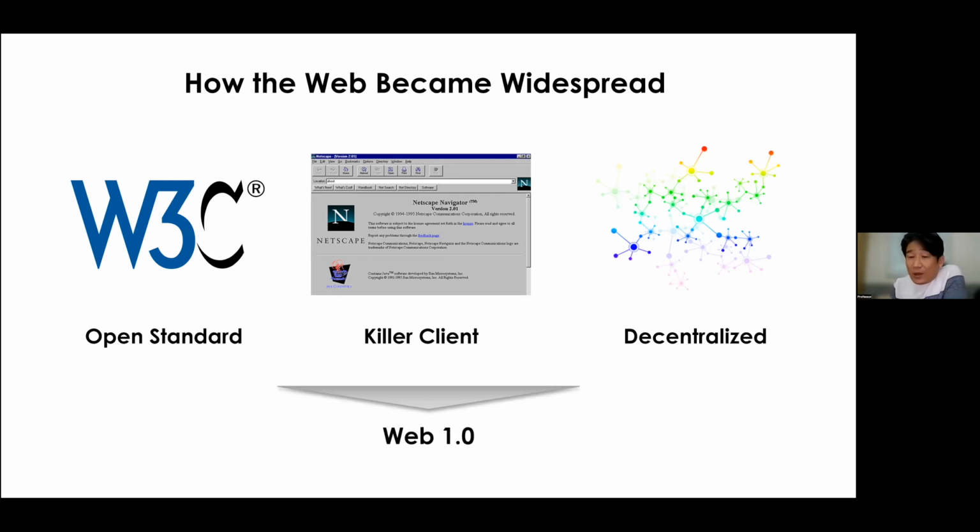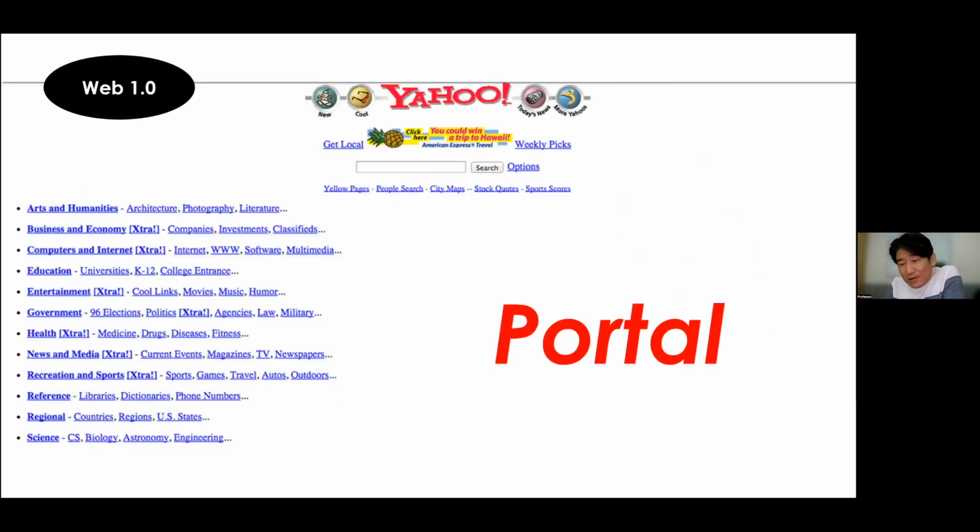So with these reasons, the web became widespread. So it is Web 1.0. Yahoo was the most successful service of Web 1.0. It is called a portal. Yahoo gathered all homepages and websites from the web, and then they categorized this information, and users searched for a specific homepage or website on Yahoo. So it is a portal to the web.